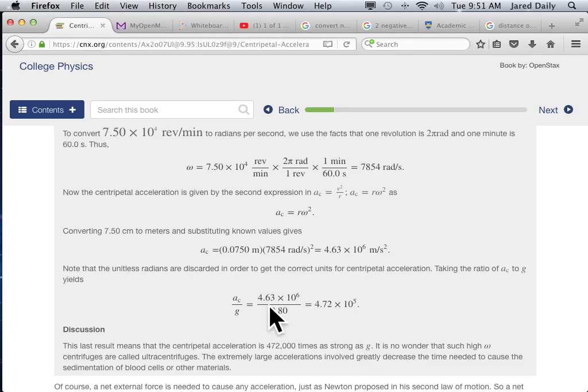But this is a lot bigger. 4.72 times 10 to the 5th times gravity. So we could never survive that kind of acceleration.